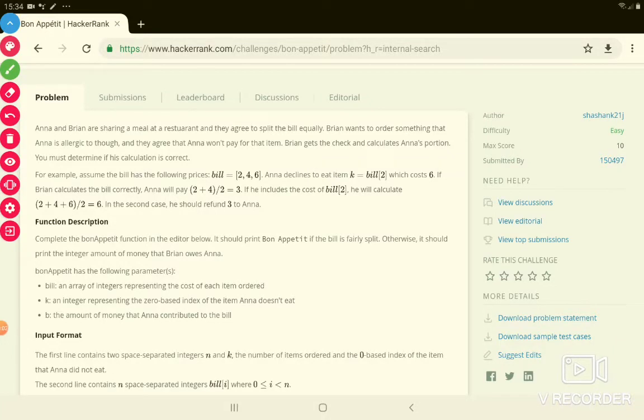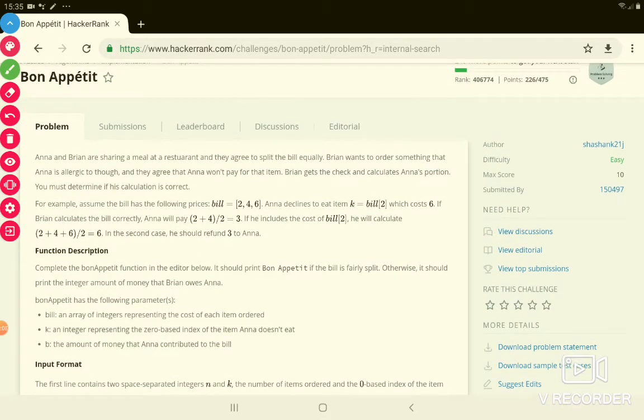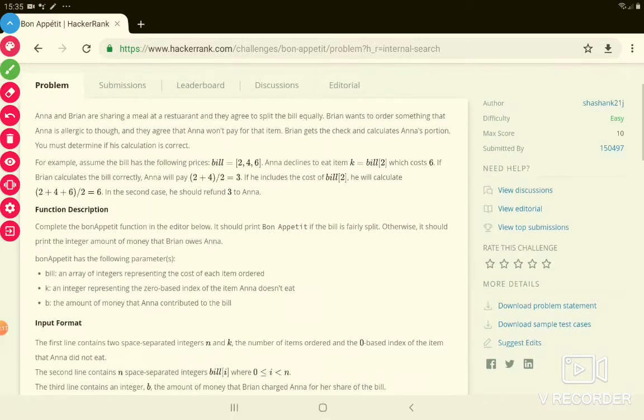Today we are going to solve a new HackerRank question called Bon Appétit. In this, two friends, Anna and Brian, are sharing a meal at a restaurant and they agreed to split the bill equally. Brian wants to order something that Anna is allergic to though, and they agree that Anna won't pay for that item. It means if Anna is not eating that dish, then Anna will not pay for that item.